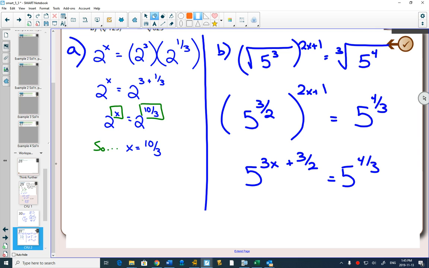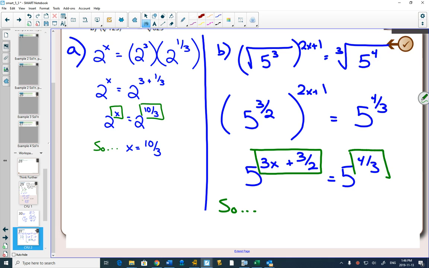Now both sides are a single power with the same base. So this exponent here has to equal this exponent there. 3x plus 3 halves has to equal 4/3.